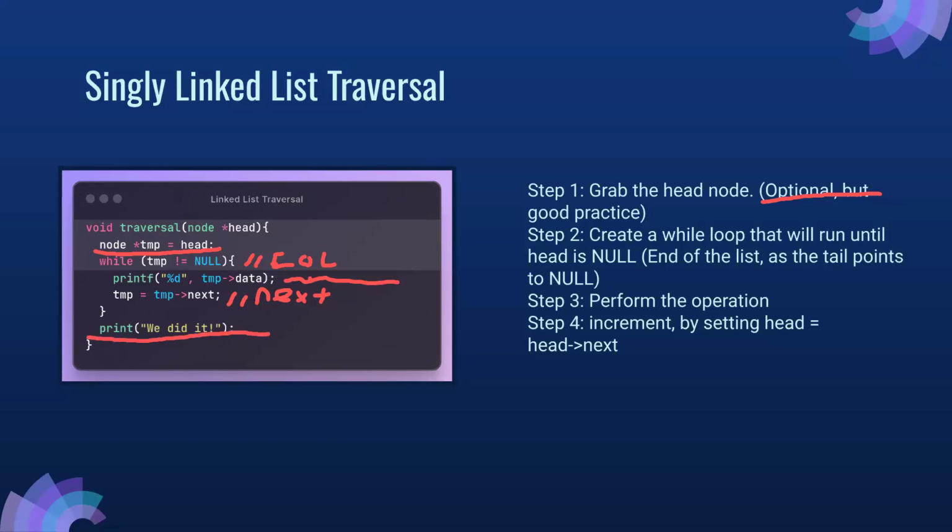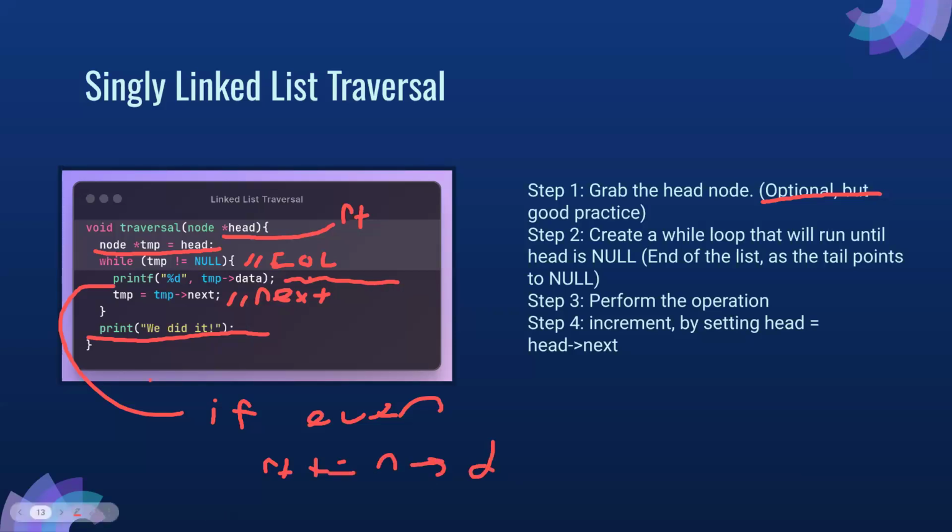So in cases where, let's say, you want the sum of all linked list nodes that are even, you can create a running total, and then in the operation you could do a check: if even, then running total plus equals node data, and then print the result. So it's kind of like how most of the linked list problems are.